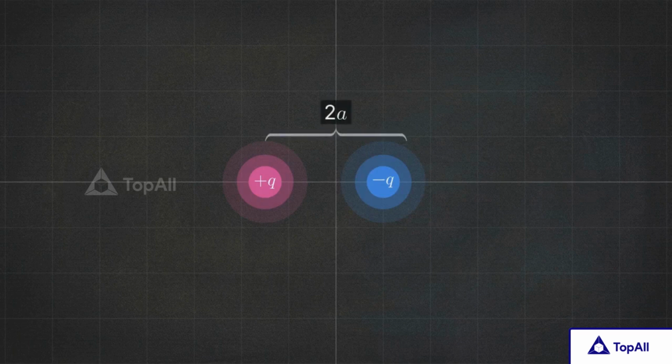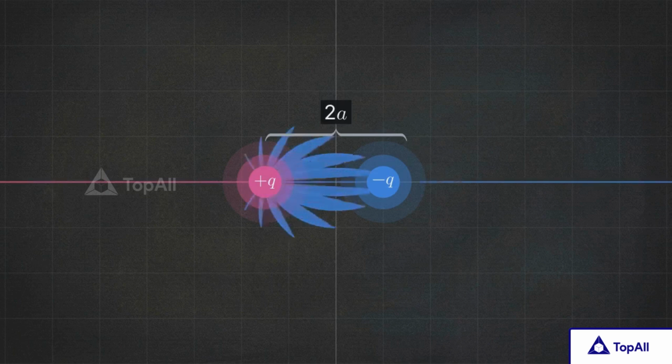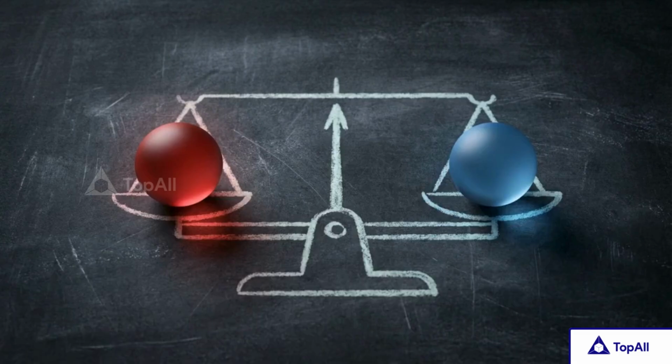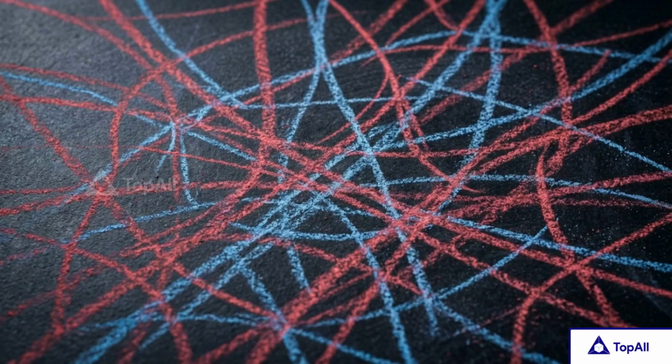This configuration, two equal and opposite charges separated by a distance denoted as 2a, defines an electric dipole. Calculating the sum of these charges results in a net charge of absolute zero. If the system has no net charge, the question arises, why doesn't its surrounding electric field completely disappear?